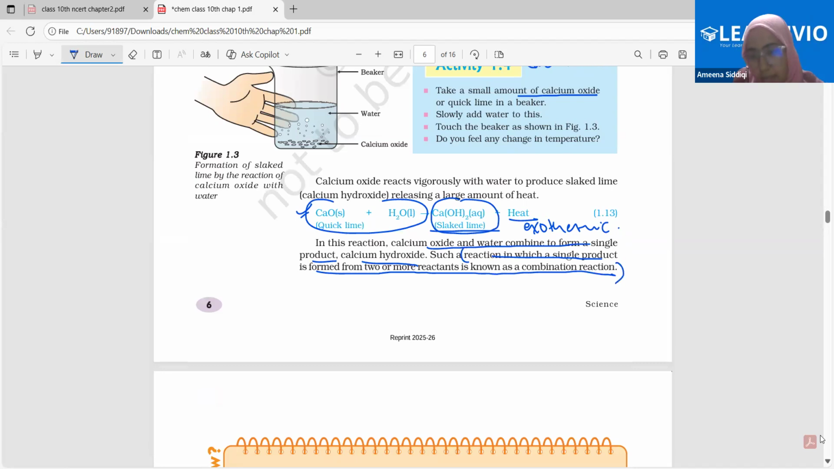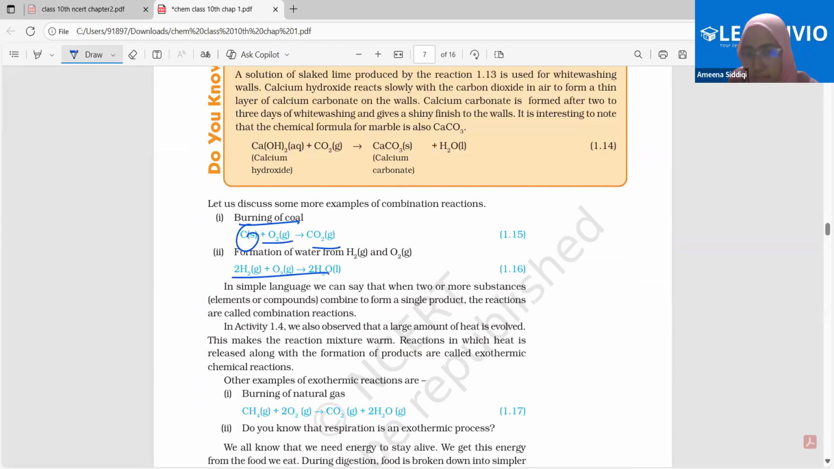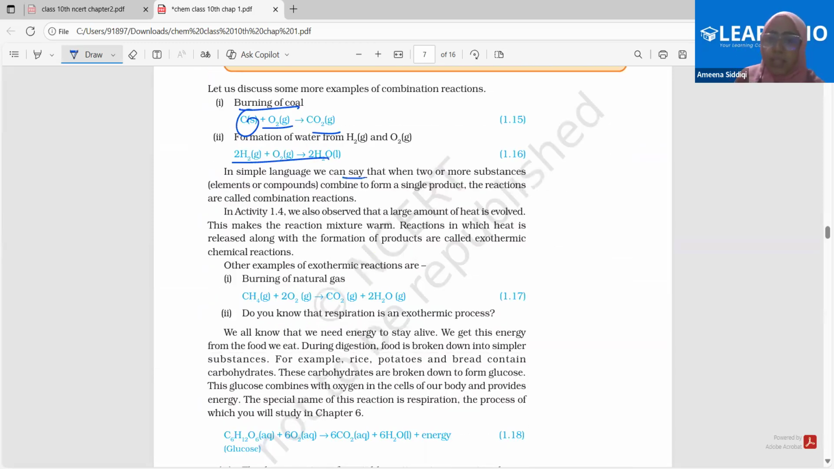Now coming to the next point, see. Burning of coal: carbon and oxygen give you carbon dioxide. I've already discussed all these examples. In simple language, we can say that when two or more substances, which could be elements or compounds, combine to form a single product, the reactions are called combination reactions. In combination reactions, we observe that a large amount of heat is evolved. This makes the reaction mixture warm. Obviously, if heat is evolved, the mixture would be warm, right? Reactions in which heat is released along with the formation of product are called exothermic chemical reactions.